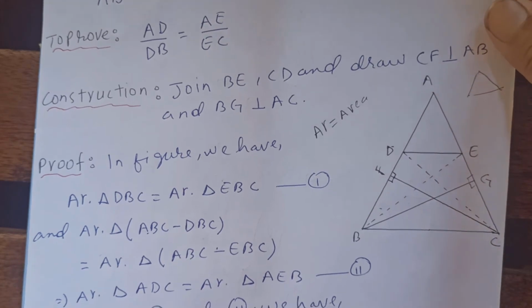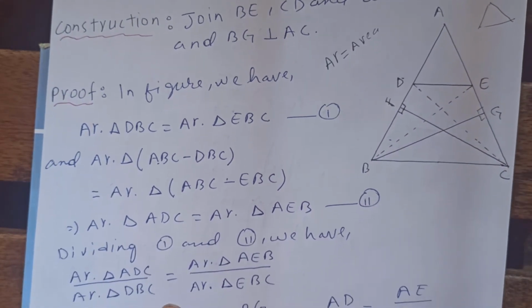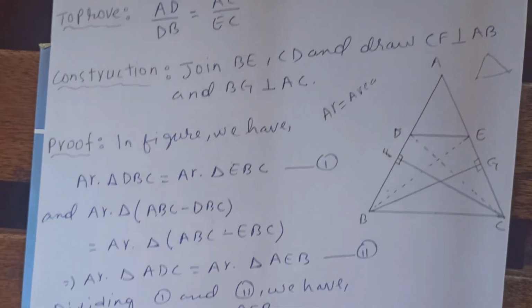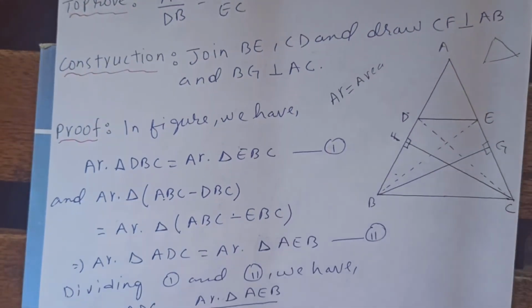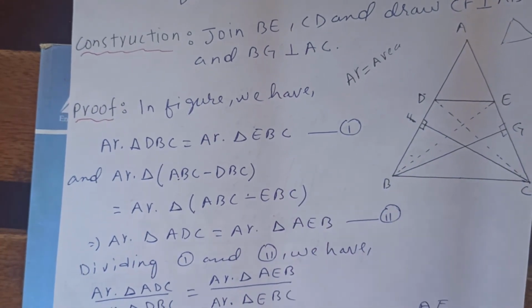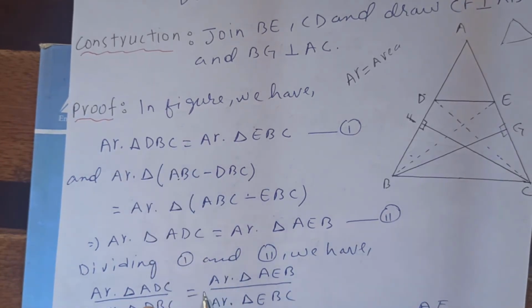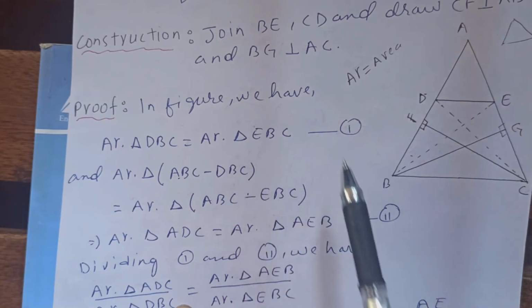Now from these two equations, we divide them, because it is a ratio. In terms of ratio, that's why we have to divide. So if you divide these two areas, the area of triangle ADC upon the area of triangle DBC is equal to the area of triangle AEB upon the area of triangle EBC.